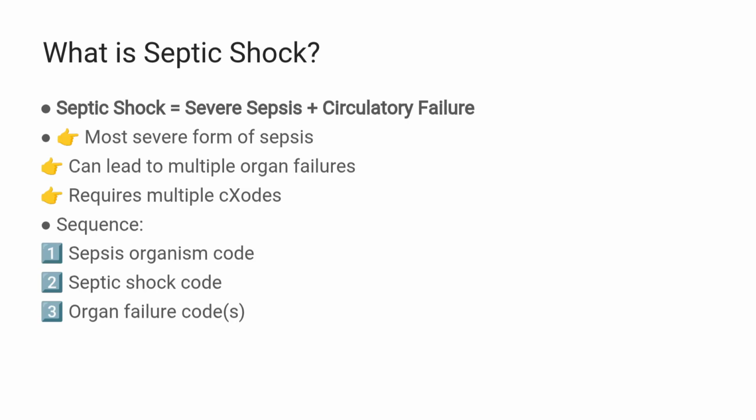Let's see septic shock coding now. Now, let's understand septic shock coding. Septic shock is a very severe form of sepsis associated with circulatory failure. It can reduce blood supply to organs and may lead to multiple organ failures. In septic shock cases, we assign the sepsis organism code first, followed by septic shock code, and then all associated organ failure codes. So remember, septic shock is more severe than severe sepsis.